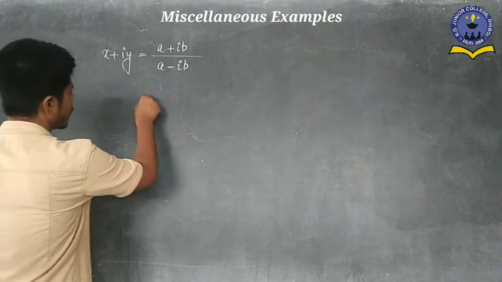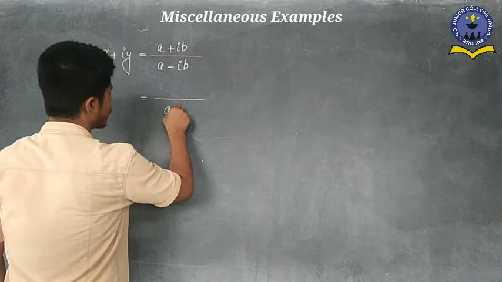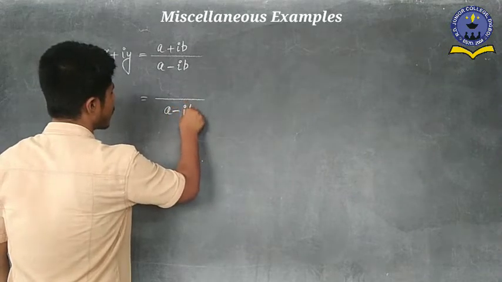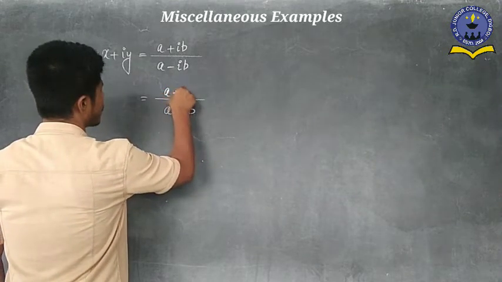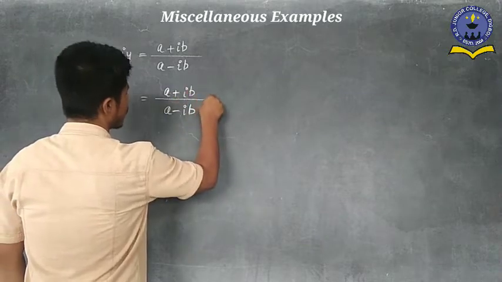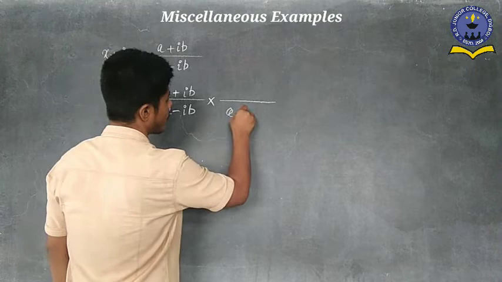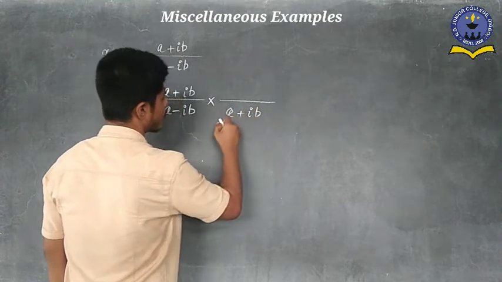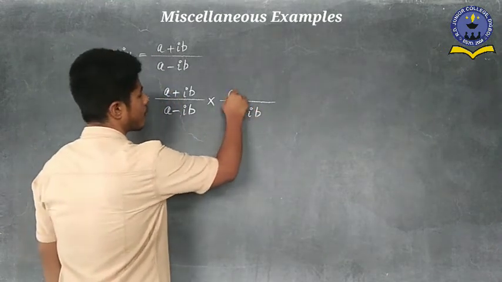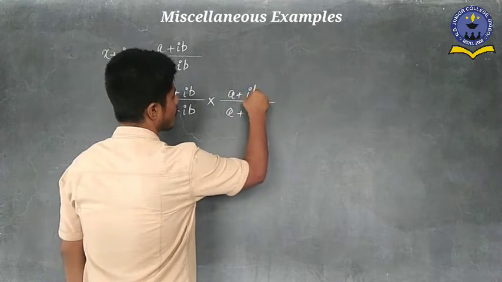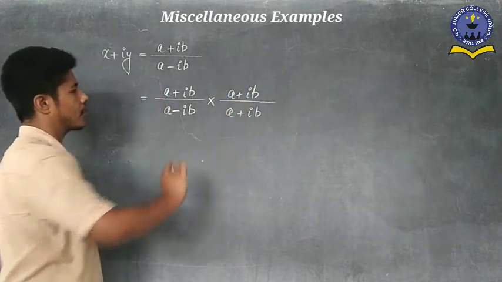So if we multiply it by their conjugate, here the denominator is a minus ib, and the numerator is a plus ib. So the conjugate is what here? A plus ib. So that's why we write this one as a plus ib. To balance this result, we have to multiply here also by a plus ib. So these two cancel, and the rest remains the same.